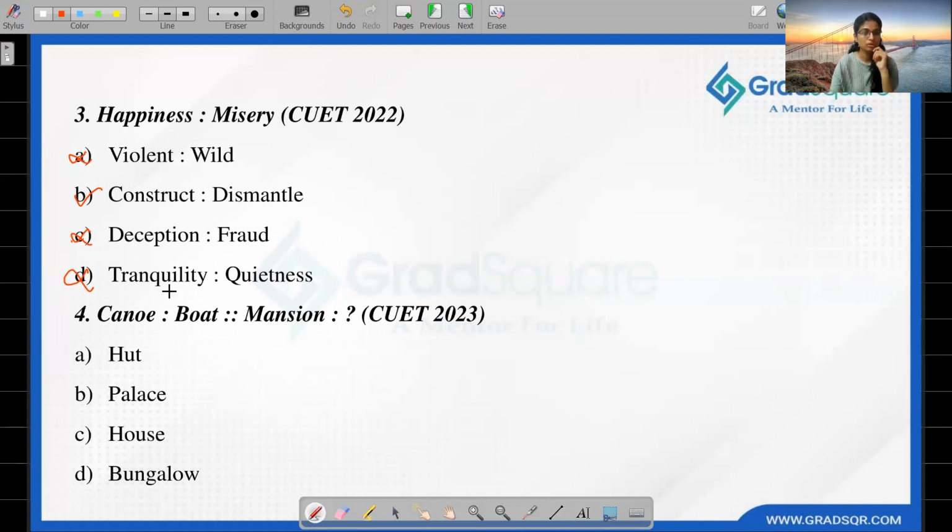Moving on to fourth. Canoe is to boat. So canoe is a type of a boat. So mansion is a type of what? So the relationship between canoe and boat is canoe is a type of a boat. So what's the relationship of mansion? Which would best suit? House, right? So a mansion is a type of a house. So the answer is C.